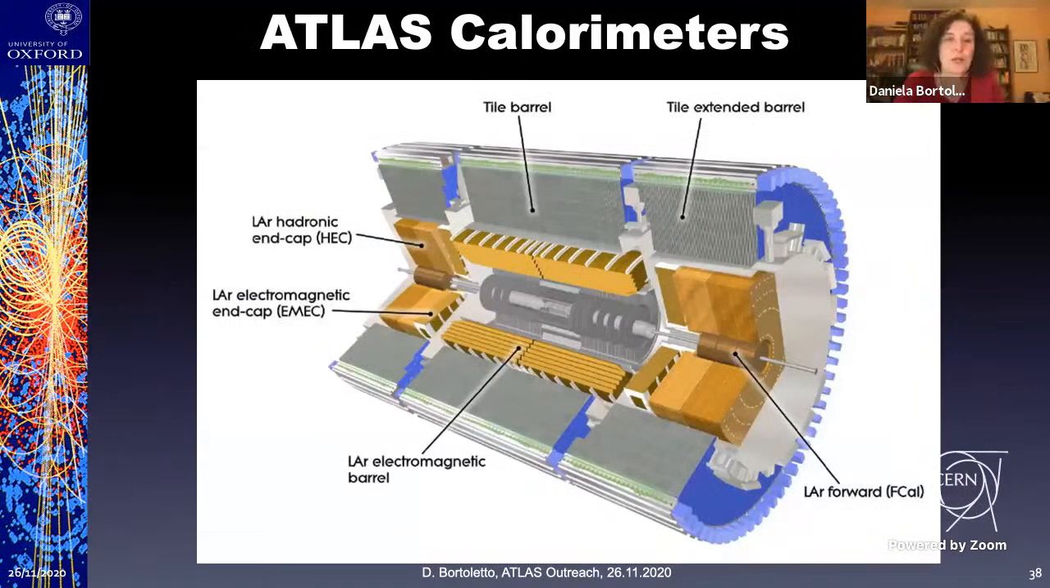Here is the configuration of the ATLAS calorimeter. So you have a barrel region, electromagnetic and hadronic, and then you have an extended barrel region, but you also have an end cap region and a forward region, trying to cover all the energy that is coming out as much as possible.